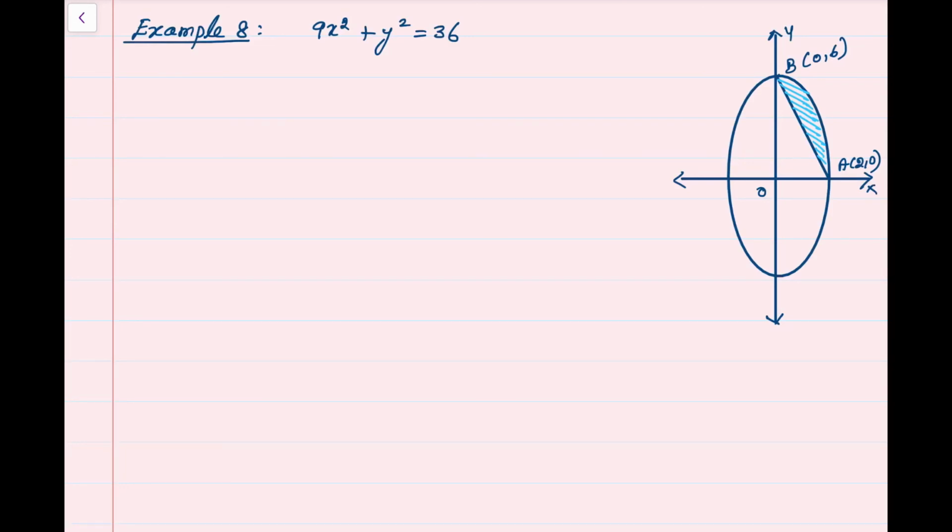The given ellipse equation is 9x square plus y square equal to 36. We will write it in the standard form. Let us divide by 36. X square divided by 4 plus y square divided by 36 is equal to 1. X square by 2 square plus y square divided by 6 square equal to 1. The ellipse passes through A and B. To do integration, we need the equation of the chord AB. We will use the 2-point form.